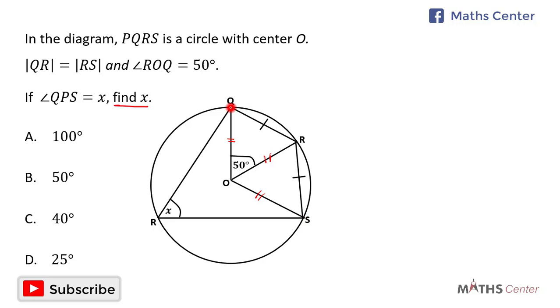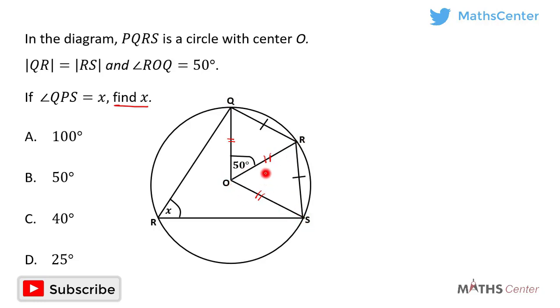The chord QR is equal to RS. And we have found out that OQ is equal to OR and is equal to OS. What it means is that the triangle QOR is the same as the triangle ROS, because the length OQ is equal to the length OR, and it's also equal to the length OS, and QR is also equal to RS. So the triangle QOR is the same as the triangle ROS.